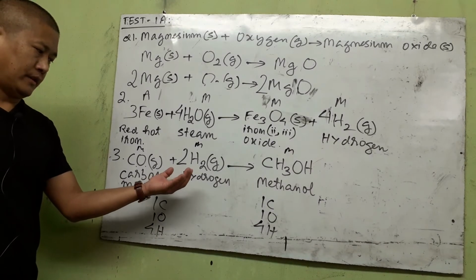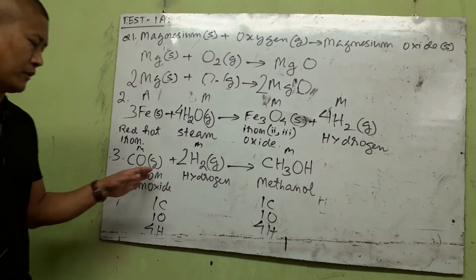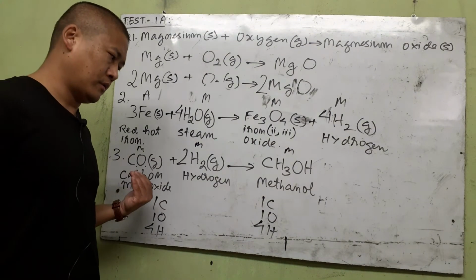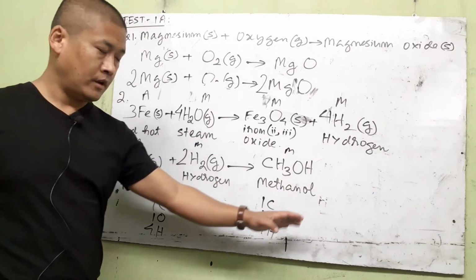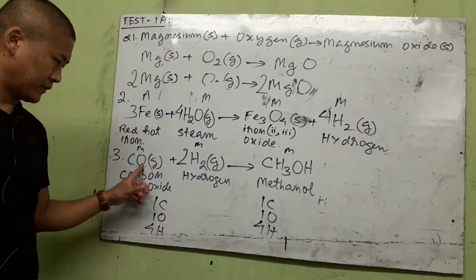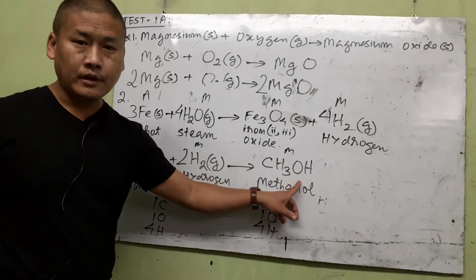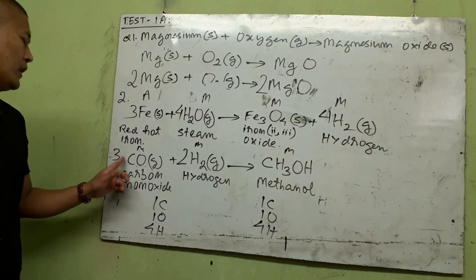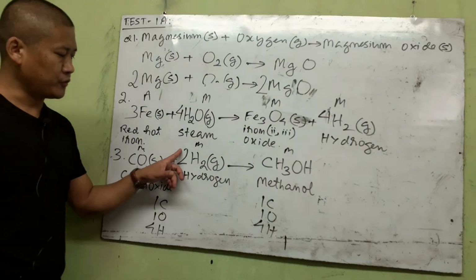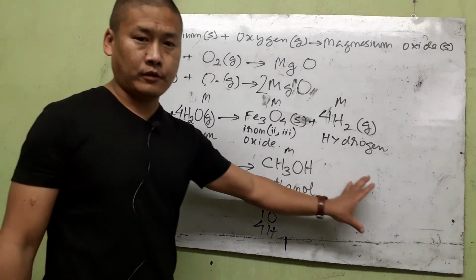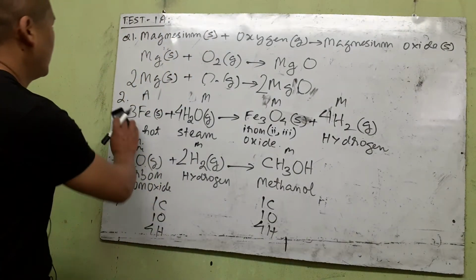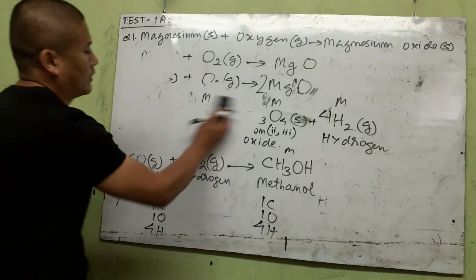So let us read. As we said, let us remind ourselves. The compounds on the left side are called reactants, and the right side are called products. So the reactants here are carbon monoxide and hydrogen, and the product is methanol. So 1 molecule of carbon monoxide reacts with 2 molecules of hydrogen to give us 1 molecule of methanol.